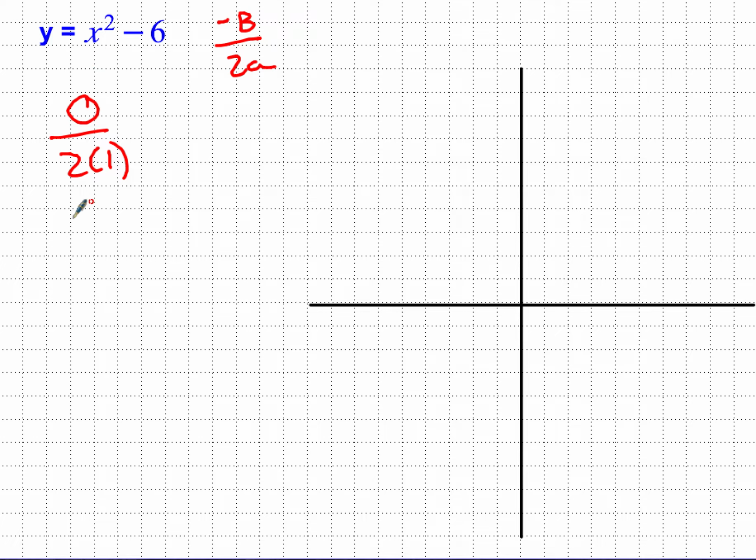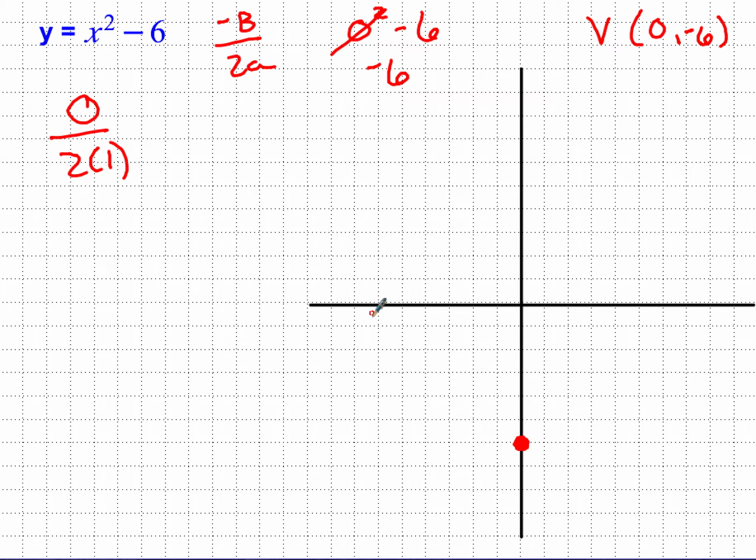Okay, so I know for my vertex, my x value is 0. Okay, so that is fine. And then I can plug in 0 for x and figure out what my y value is going to be, and we'll look at it right away. I can plug it in for you to show you, but it is just going to be negative 6 because 0 squared is just 0. So (0, negative 6) would be the vertex. 1, 2, 3, 4, 5, 6.